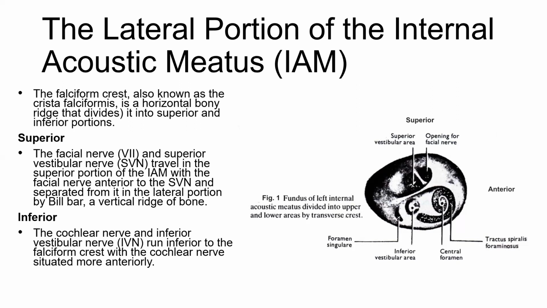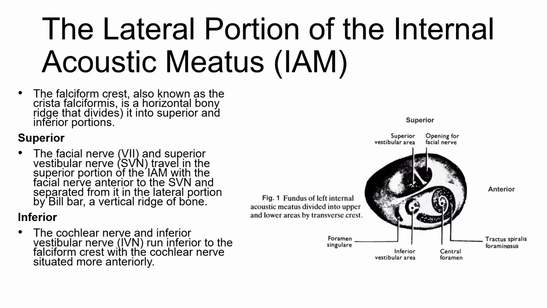I think you can see it well from here. It is a horizontal ridge that divides into superior and inferior portions. In the superior portion, the facial nerve and the superior vestibular nerve travel, with the facial nerve anterior to the superior vestibular nerve and separated from it in the lateral portion by Bill's bar, which is a vertical ridge of bone. You can have a good appearance from here.